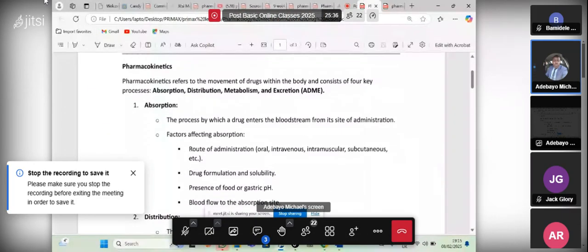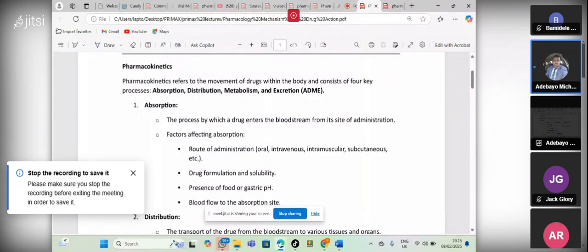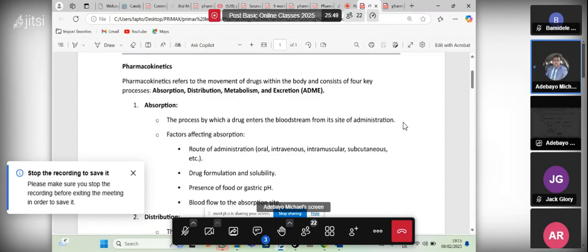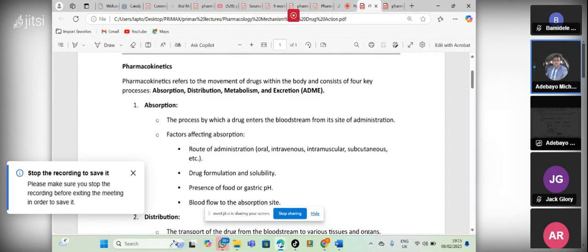So, what is absorption? It's the process by which the drug enters the bloodstream from the site at which it was administered. And yesterday we already talked about routes of drug administration. We've talked about the oral route, parenteral, which includes IM, IV, intrathecal, and all of that. We've talked about sublingual, buccal, and all of that. So absorption is the process by which the drug enters the bloodstream through the route of its administration.